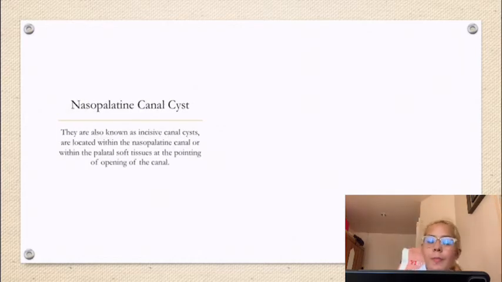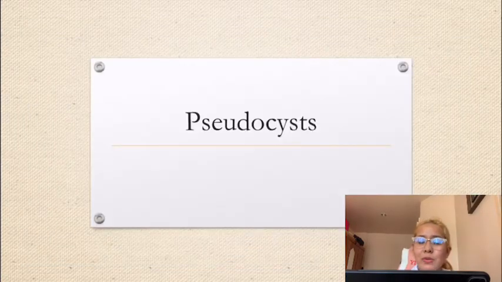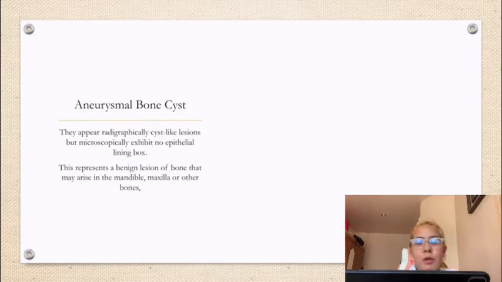Nasopalatine canal cysts are also known as incisive canal cysts within the palatal soft tissues at the opening of the canal. For the pseudocysts, aneurysmal bone cysts appear radiographically as cyst-like lesions but microscopically exhibit no epithelial lining. This represents a benign lesion of bone that may arise in the mandible, maxilla, or other bones.